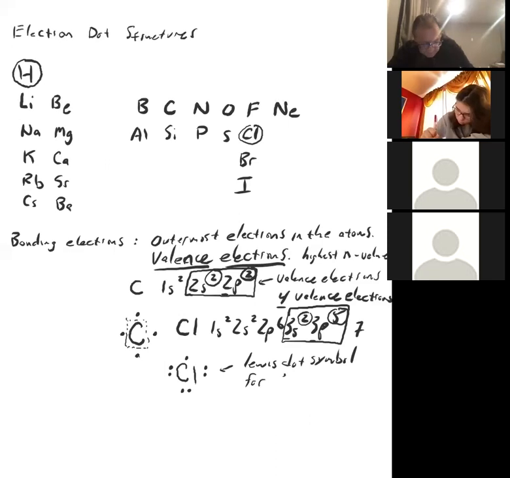for chlorine. Now, it gets kind of tedious if you have to go doing the whole electron configuration and then figuring out what you're going to have there. So here's what happens. There's a pattern to the periodic table. And the pattern is you can tell how many valence electrons there are just by looking at the column. And here it comes down to this.